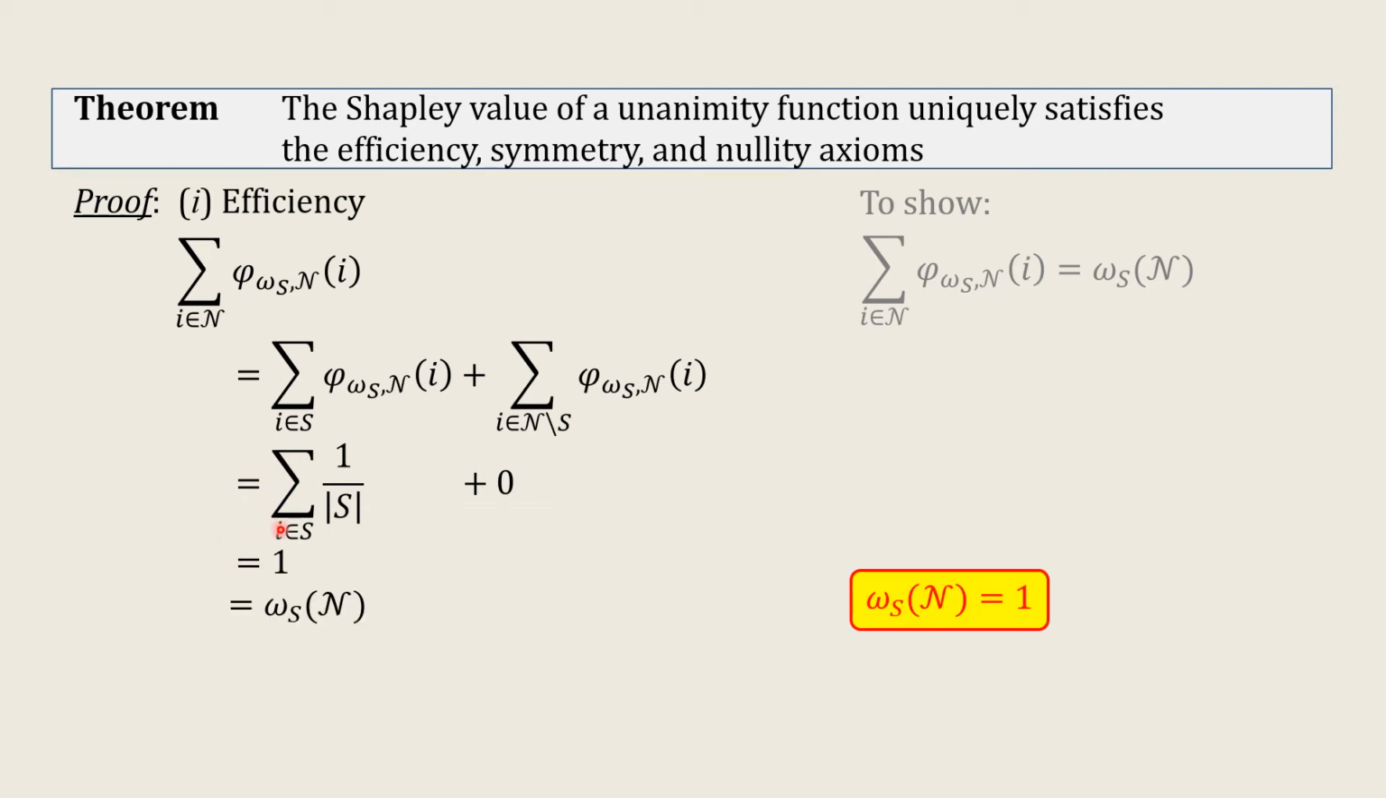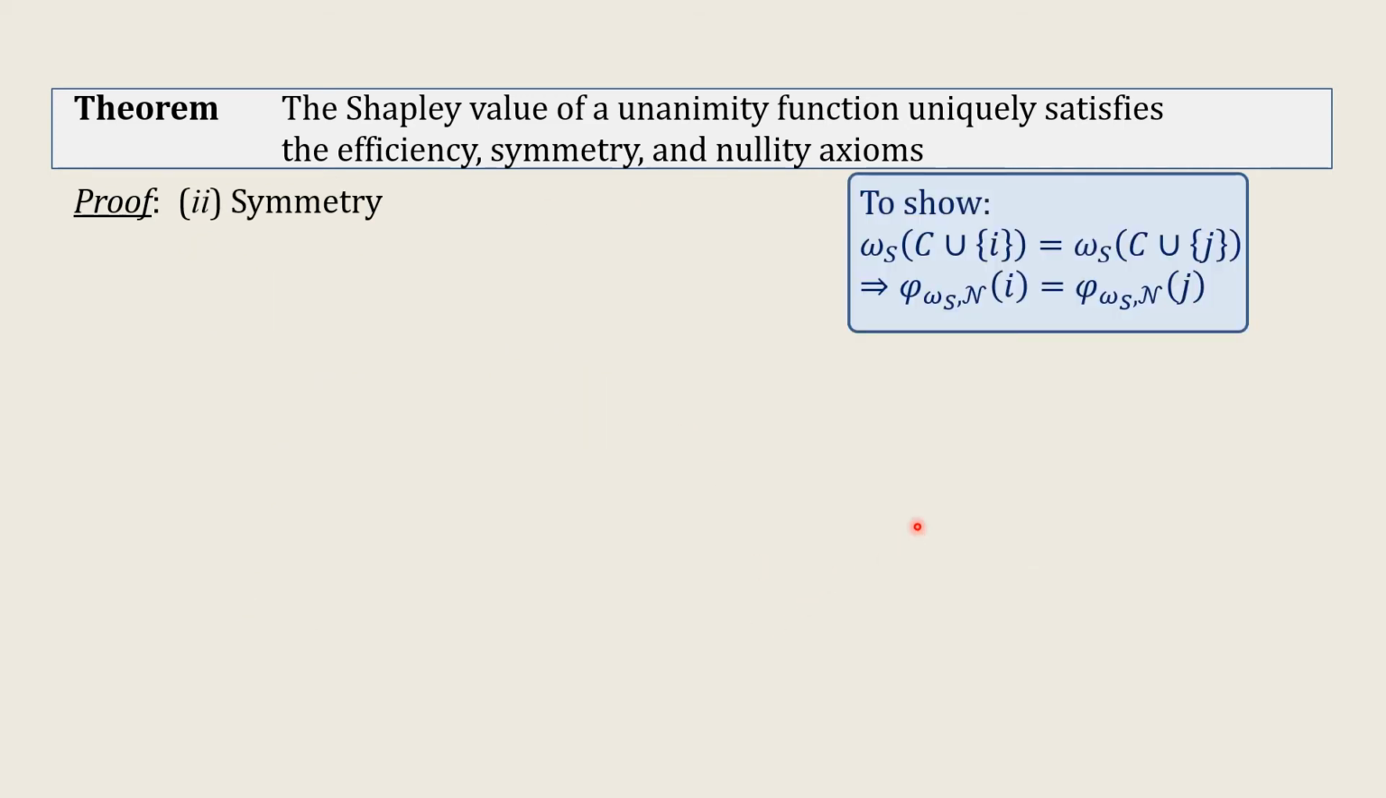And how many terms are there in this first summation? That's equal to the size of S, the cardinality of S. And so this summation equals 1. And we already have seen that omega of N equals 1. Hence, this is equal to omega of N. In other words, we have shown that the Shapley value of the unanimity function is efficient.